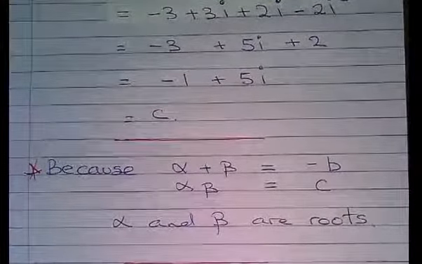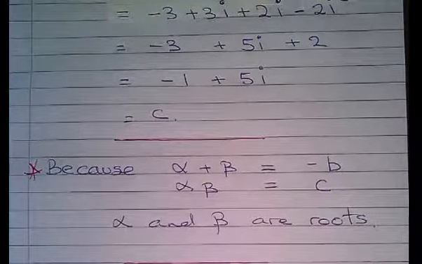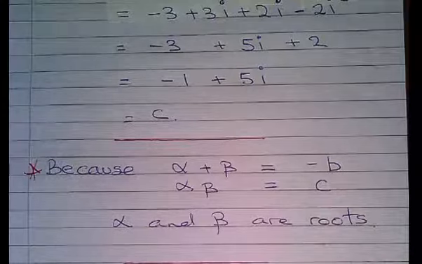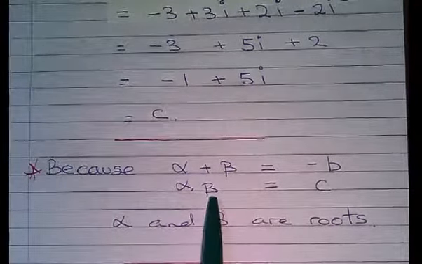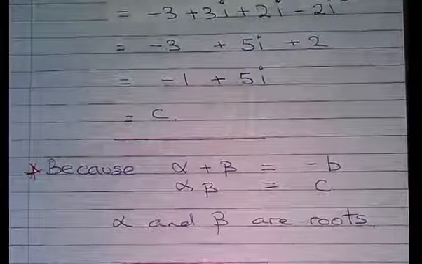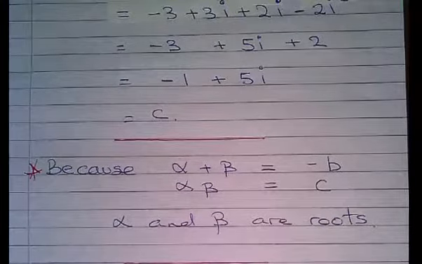So therefore, because we have shown that alpha plus beta is equal to minus b, and that alpha times beta is equal to c, therefore we're pretty confident that alpha and beta are roots. Just always remember to put in a little statement like that at the end, even something just to justify your answer or state your conclusion. Okay.